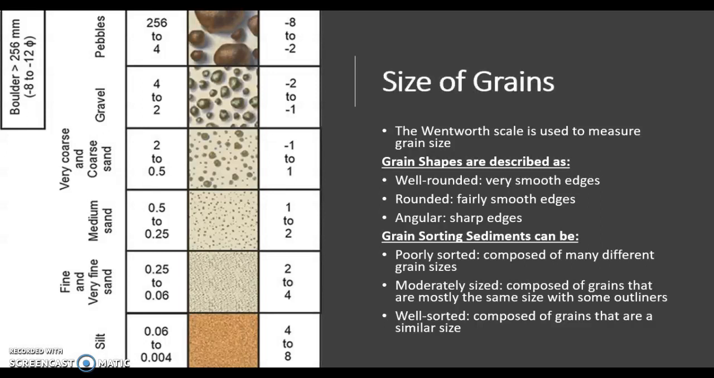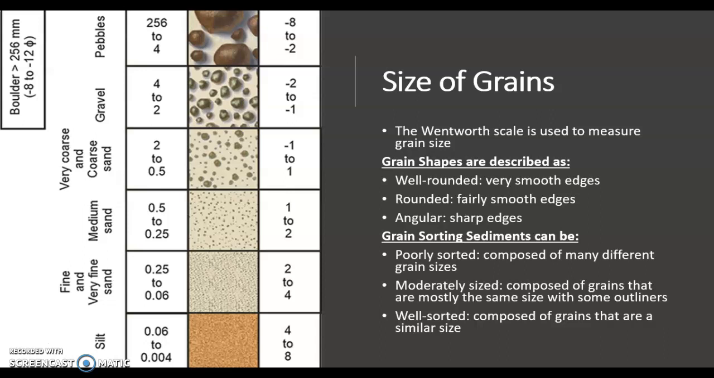Now we'll be talking about the size of grains. To the left, we have one version of the Wentworth scale, which is used to measure the grain size. We have learned about grain shapes in this class as well. The grain shapes described are well-rounded, which have very smooth edges, rounded, which have fairly smooth edges, and angular, which have very sharp edges.